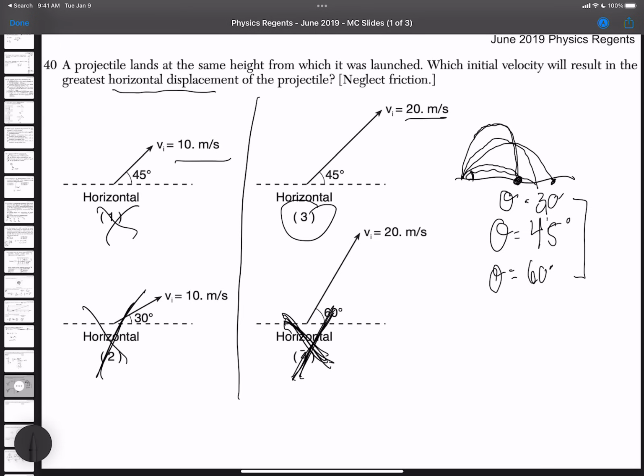And the reason for that is you're going to go twice as high. And because you're going twice as high, you're going for double the time, and you're going at double the horizontal speed. So you're getting a 2 times 2 effect there.